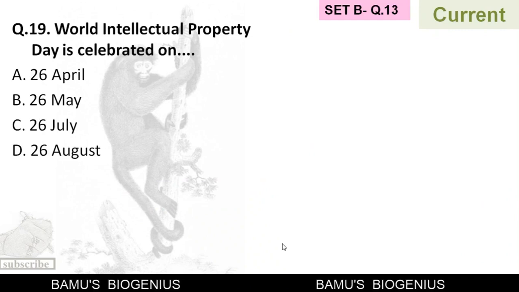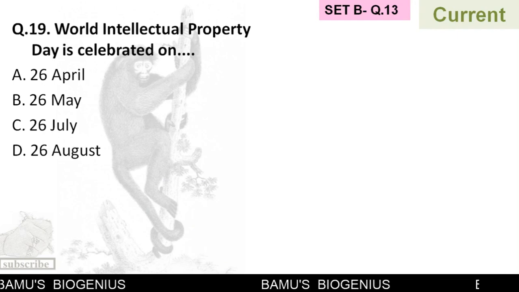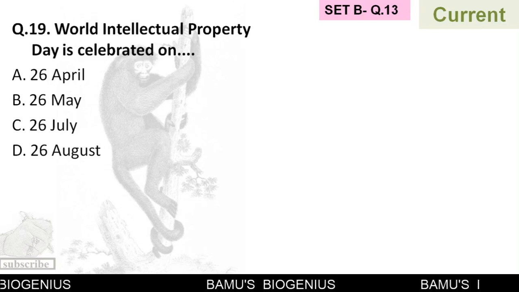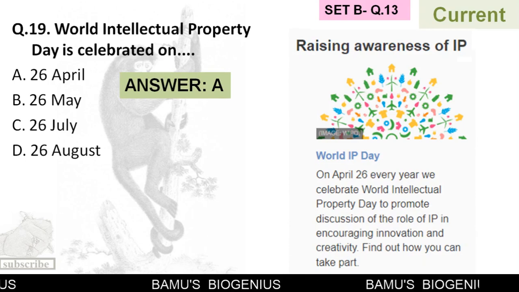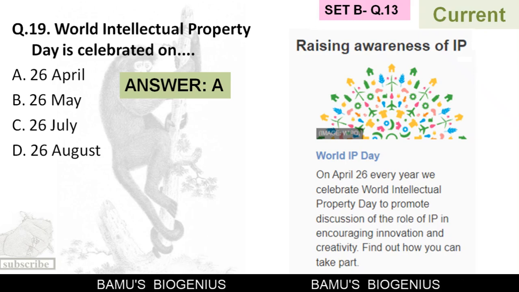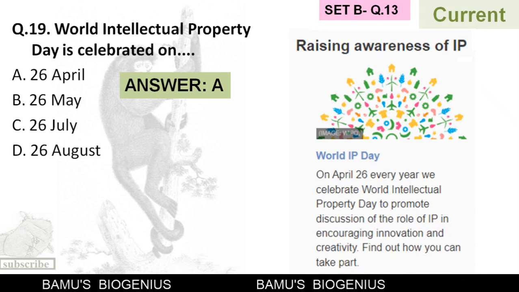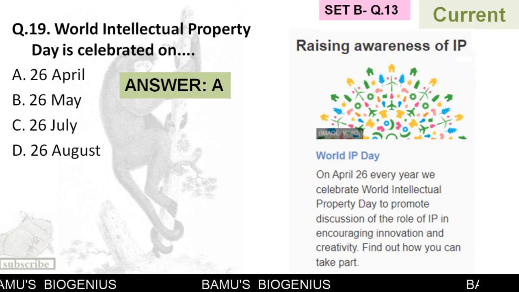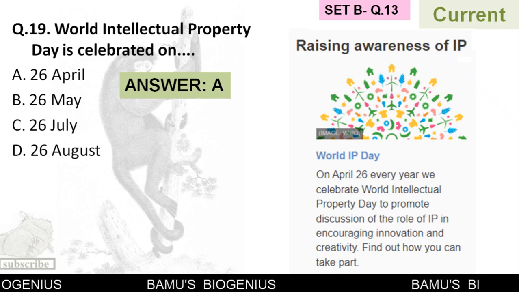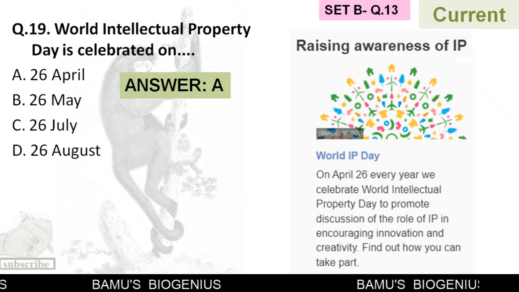Then question number 19, World Intellectual Property Day is celebrated on 26 April, 26 May, 26 July, 26 August. The answer is 26 April. So World Intellectual Property Day is celebrated every year on 26th of April. This is to promote discussion of the role of intellectual property in encouraging innovation and creativity. So this is the question number 19 in set A and question number 13 in set B.